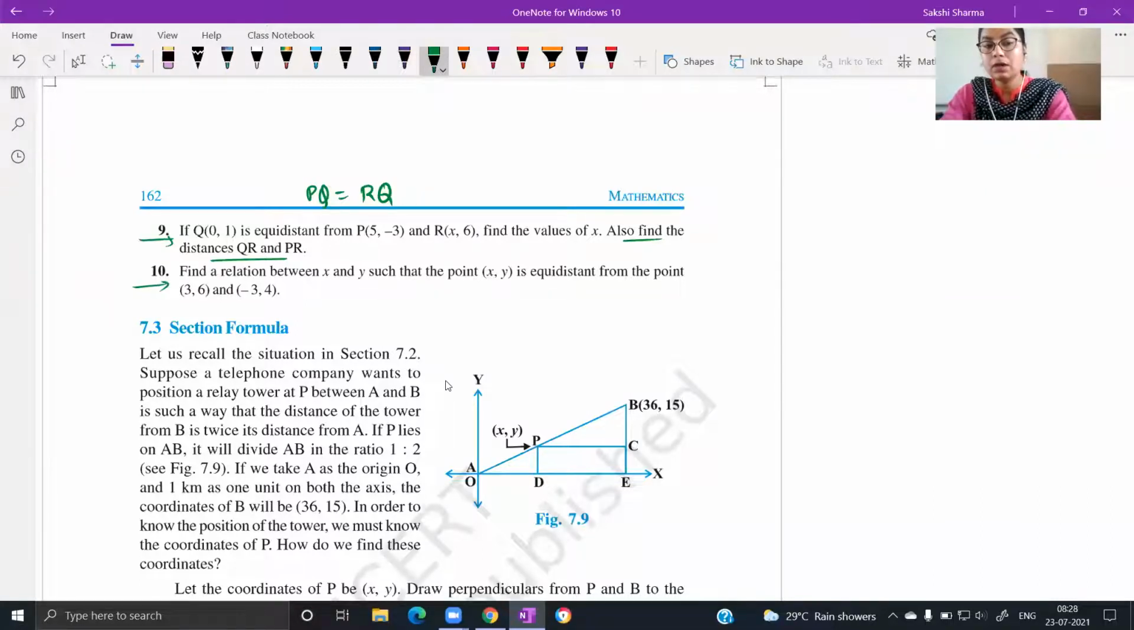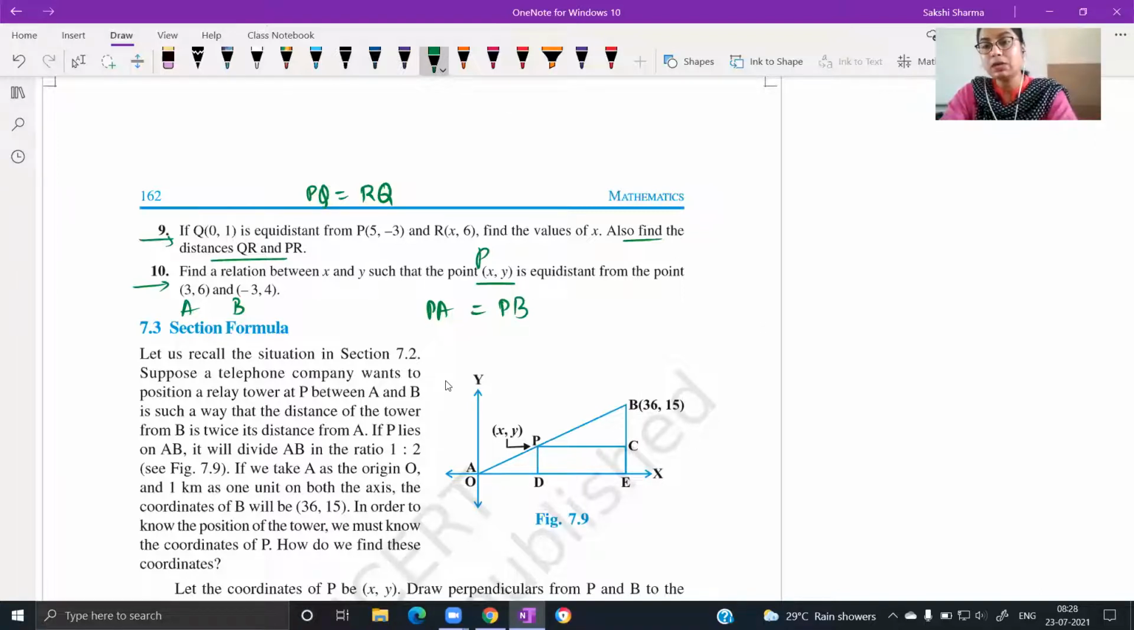Question number 10. Find a relation between X and Y such that point X, Y is equidistant from the points 3, 6 and -3, 4. So you are given a point; let us say this point is P. The 2 points given to us, let them be A and B. According to the question, PA and PB are equal. P is equidistant from A and B. You have to find a relation between X and Y. Since there are 2 variables missing, we require at least 2 separate linear equations to find their values.